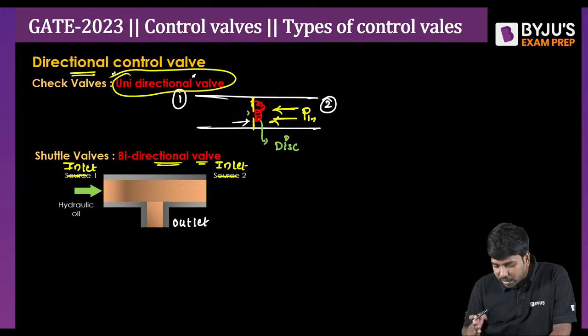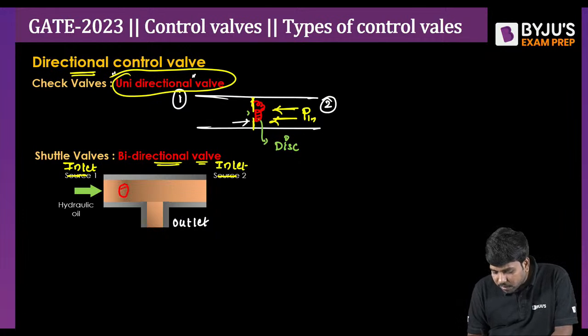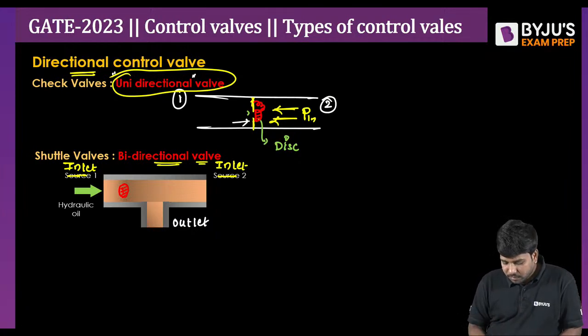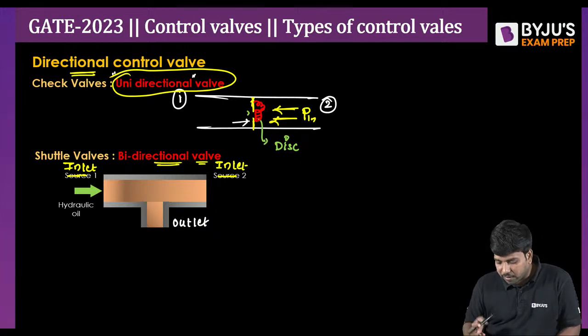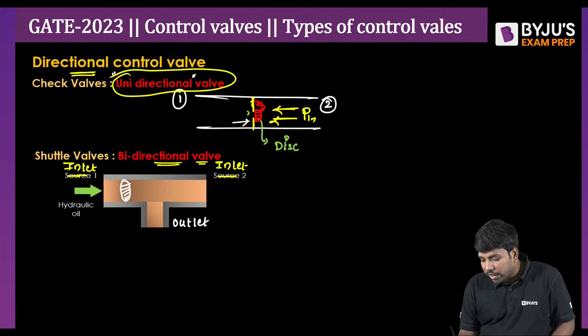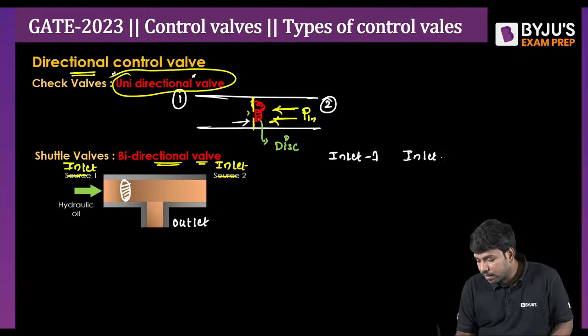Clear? Interestingly, there is a small shuttle here. This is called the shuttle, right? Or you can take this shuttle as an example. Now I want to ask you a question. Let me take a simple table here, with inlet 1 and inlet 2, and for the time being, let me call this the outlet.